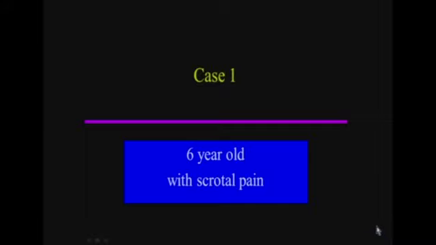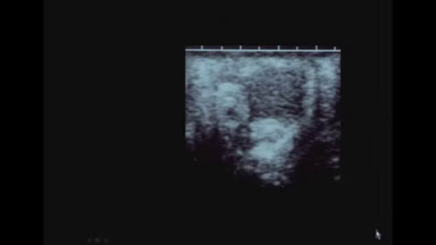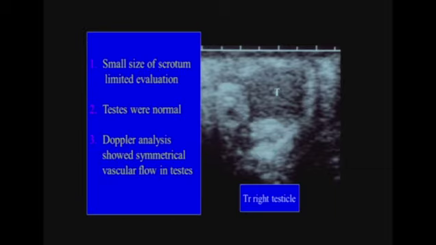So here's the first case. Case 1, a 6-year-old with scrotal pain. This is a transverse image. One sees the contents of the scrotum. T marks off the right testicle. Because the scrotum was small in size, evaluation was somewhat limited. The testis marked off by T is homogeneous and normal, and Doppler analysis showed it to have symmetrical vascular flow.